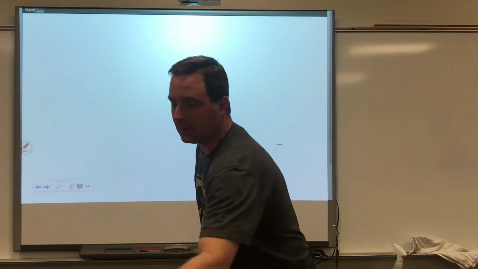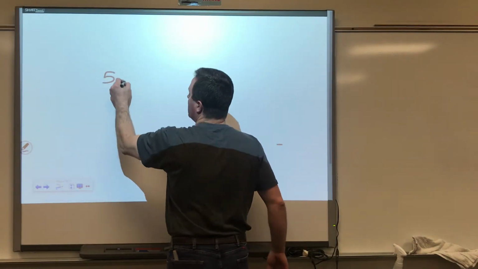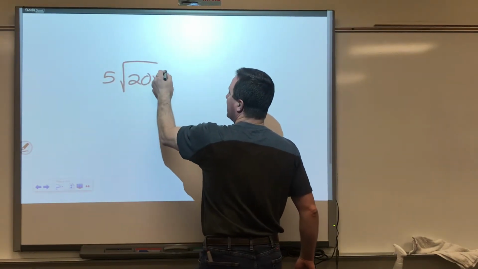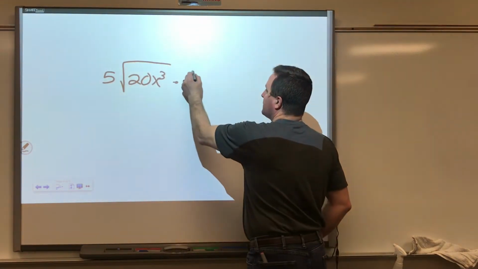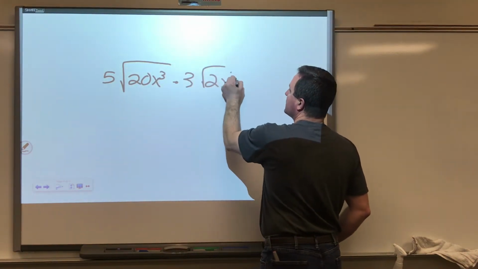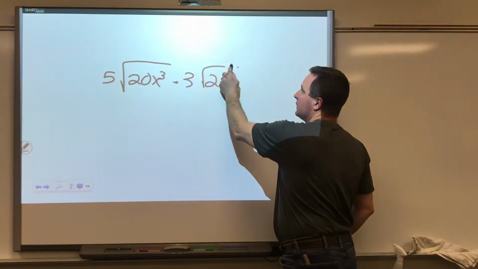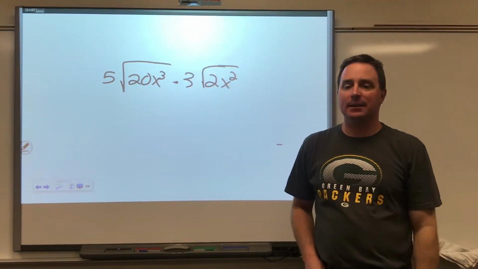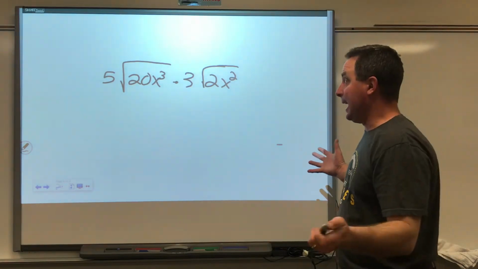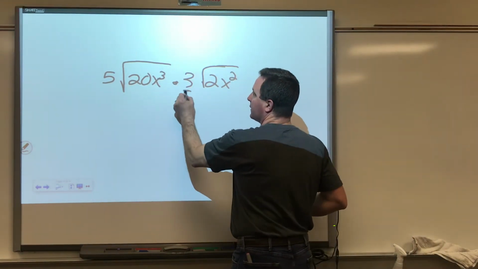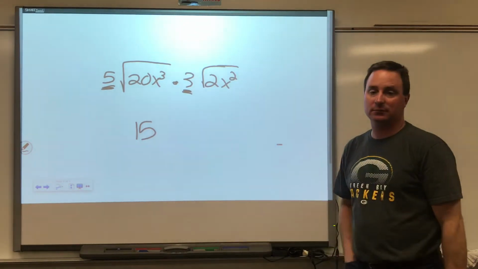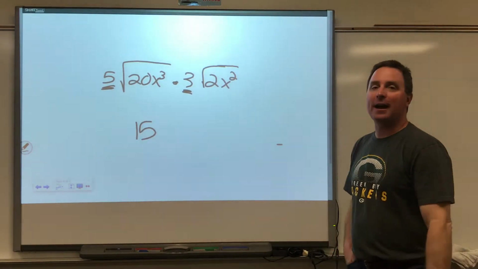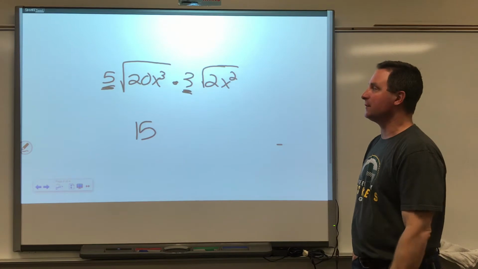How about this one? How about some variables? 5 times the square root of 20x cubed times 3 times the square root of 2x squared. Okay? Well, let's give this a whirl once. Again, I like to look at the big numbers out in front. Regular 5 times regular 3. 5 times 3 is 15.